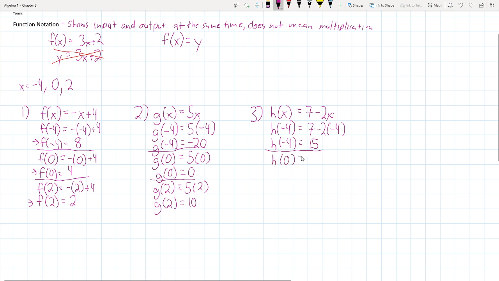H of 0, 7 minus 2 times 0. So h of 0 equals 7. H of 2 equals 7 minus 2 times 2. So h of 2, negative 2 times 2 is negative 4, so 7 minus 4 is 3.